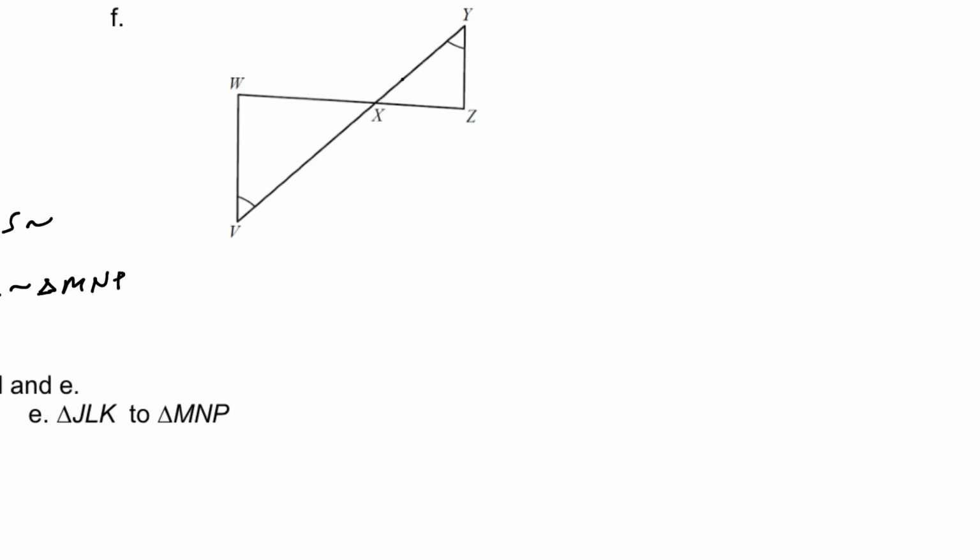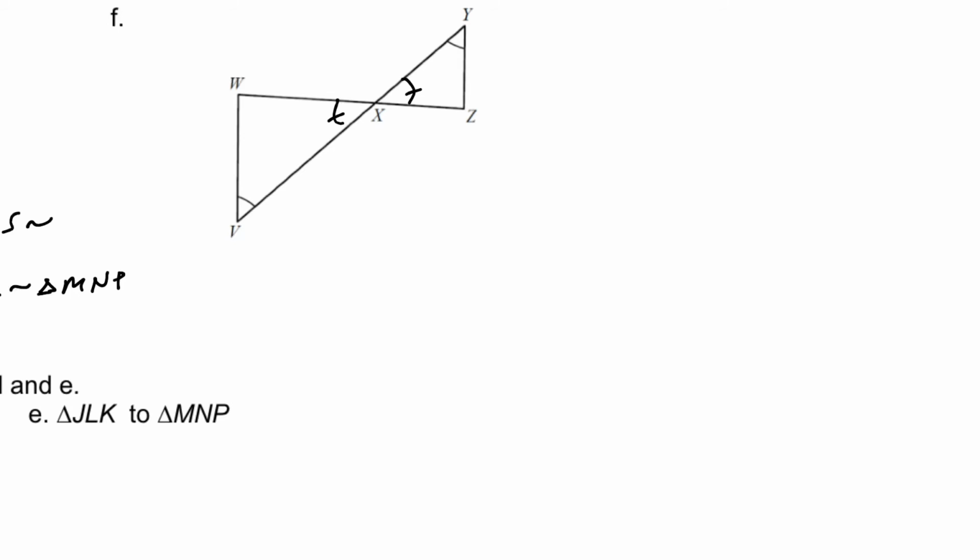Moving on to part F, we can see that we already have 1 pair of angles that are congruent, and then we want to note the vertical angles. So we want to say that this angle in the triangle on the left is congruent to this angle in the triangle on the right. And so then, again, that's because those angles are vertical angles. They are congruent. So we can see right away that we have two pairs of corresponding congruent angles. So these triangles are going to be similar by angle-angle similarity.